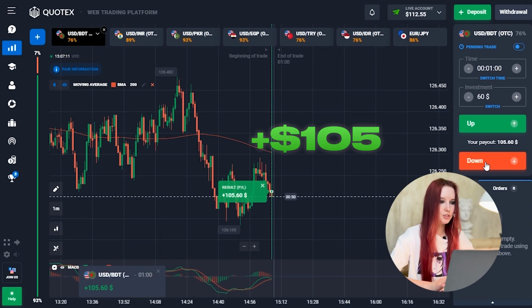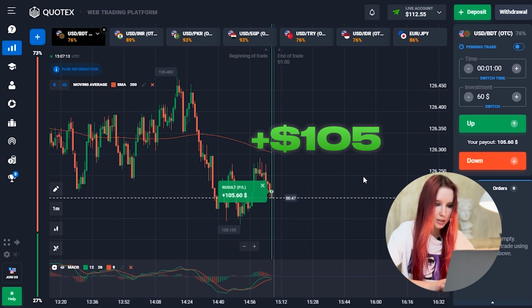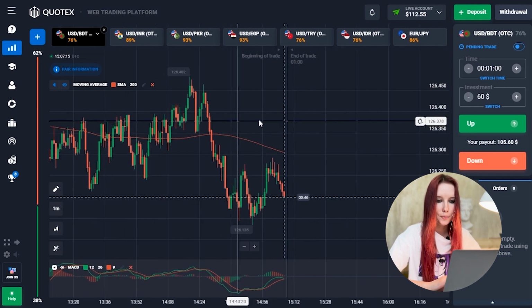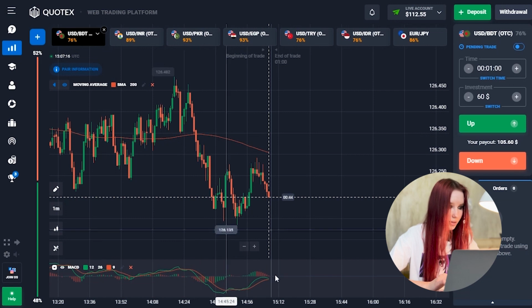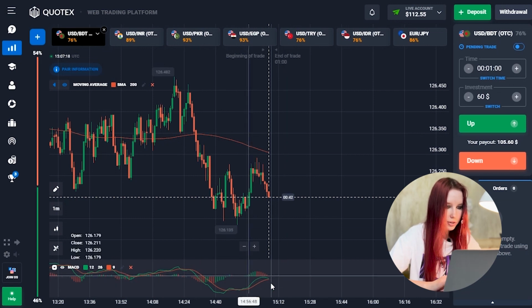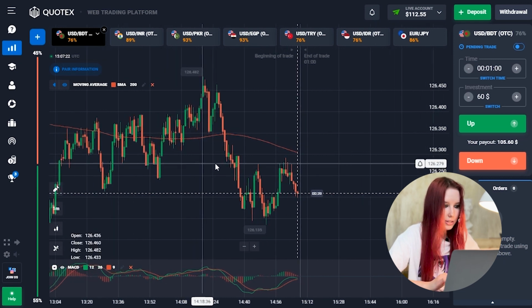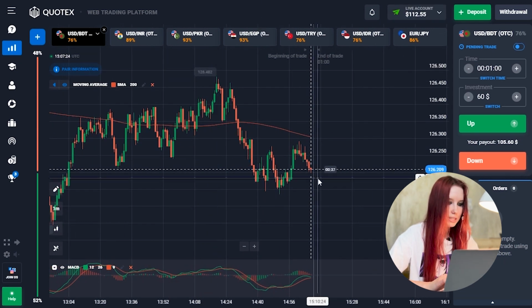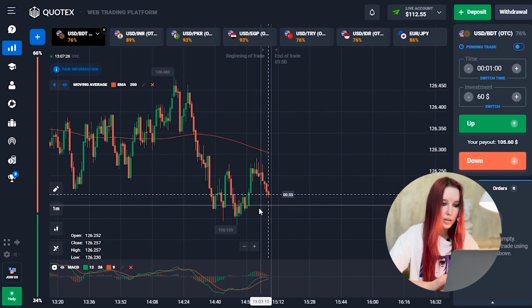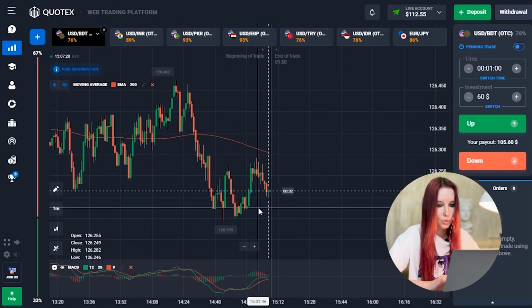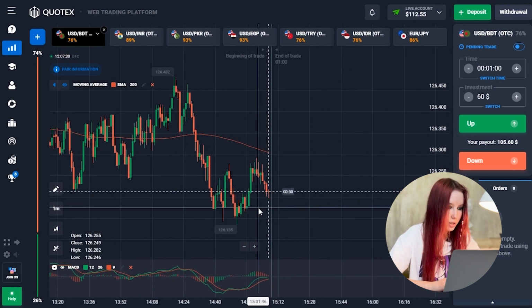Yes, $100 on my balance. Once again, amazing profit. And as you can see, as I predicted, the correction period has come right now. We see that this red candle is falling, and on the MACD indicator we also see a red histogram, which also gives us a signal for a decrease.